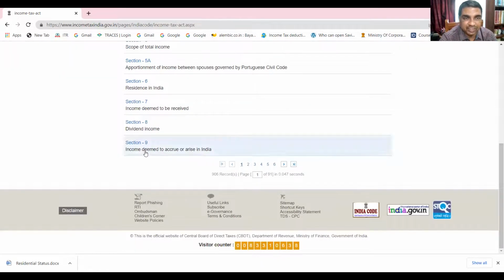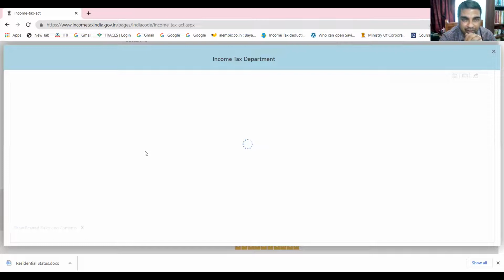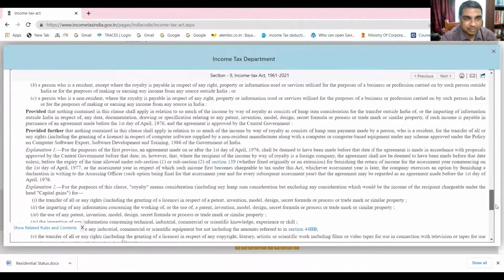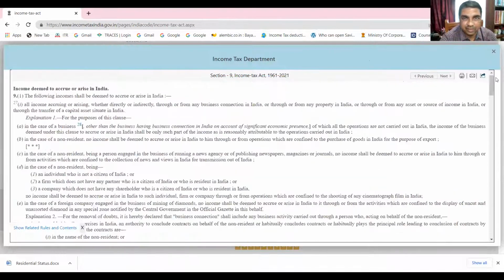Now let me take you to section 9. What is the income deemed to accrue or arise in India? The following incomes shall be deemed to accrue or arise in India. Okay. I think you got a fair idea now. First, we have understood what is income, and all these things. We have seen what is residential status and what is the relevance of residential status for the concept of taxability. That also we have understood.